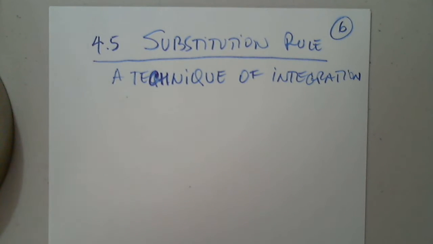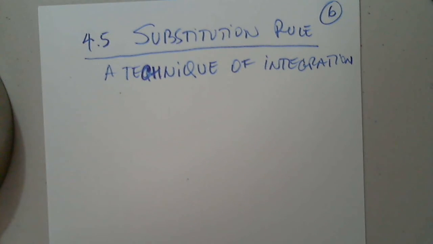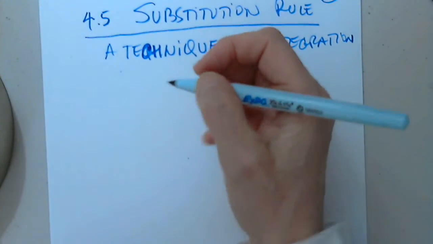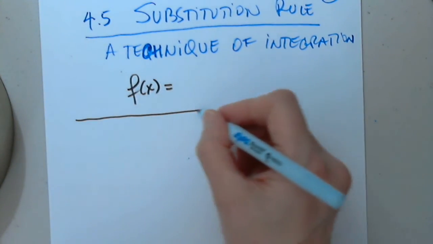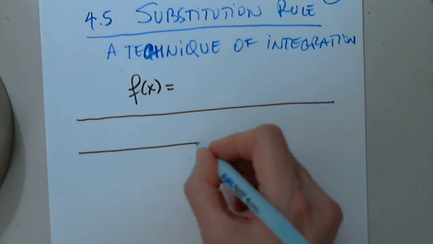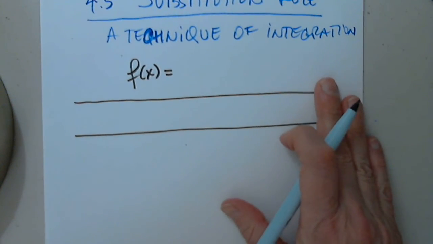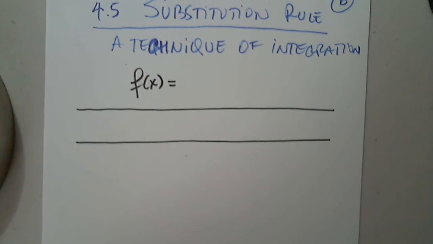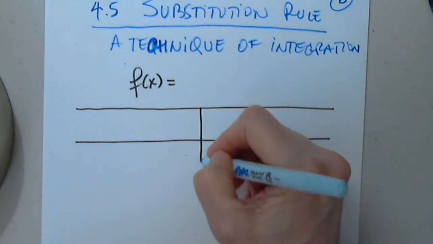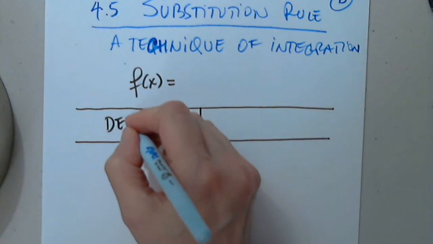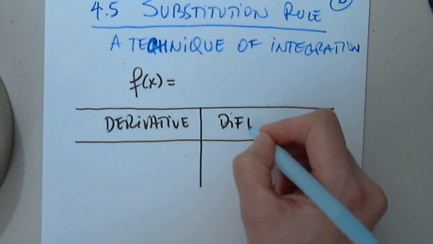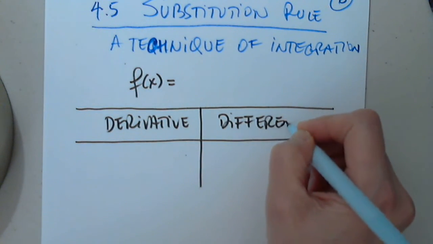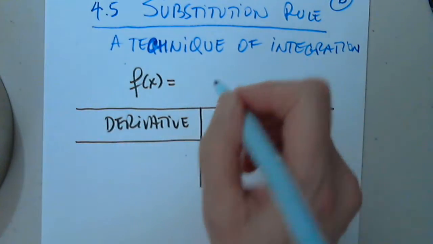Before we start, before I show you the technique and before we look at examples, I want us to choose a function. Give me any function you want. I would like to discuss for a moment the derivative and the differential. So make up any function you want.